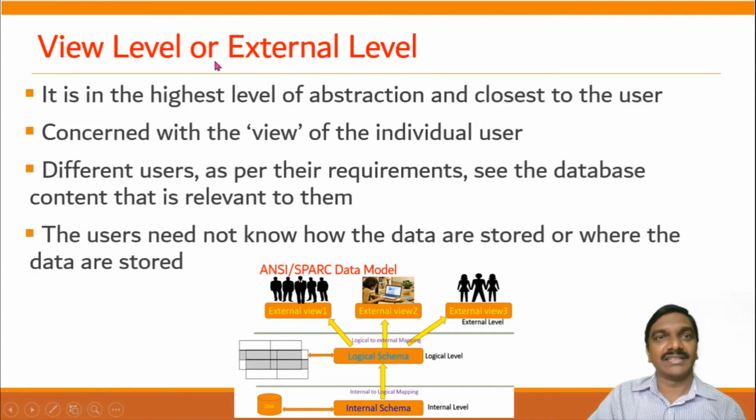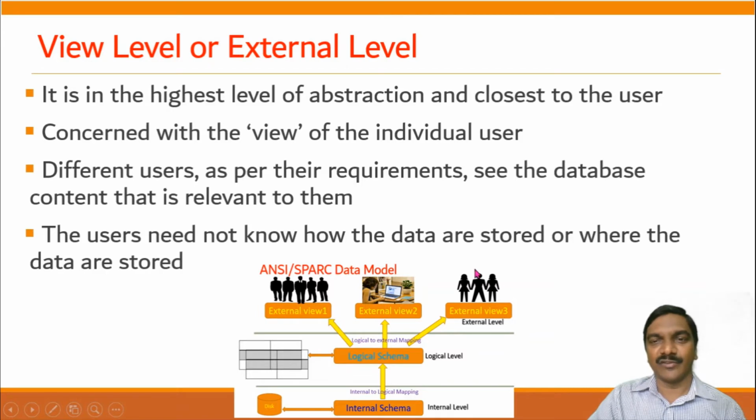And finally the view level or external level. This is the view level. It is the highest level of abstraction, and it is also closest to the user. So it is concerned with the view of the individual users. Just now I told you, these users want a particular column of data, so they will see that data, and that is called view 1.